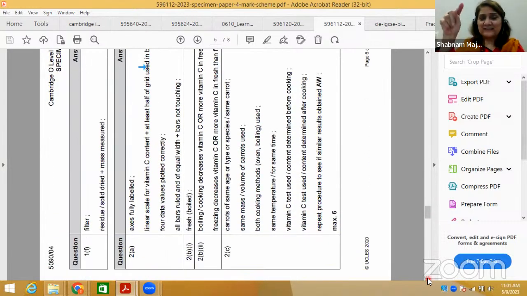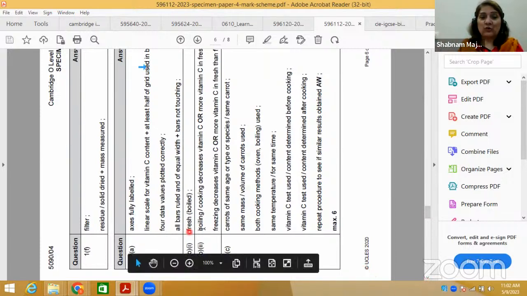सॉलिड, ड्राइड, मास मेजर्ड, फिल्टर, आपने वो लिया. एक्सिस फुली लेबल्ड, वो जो बार चार्ट बनाना था, विटामिन सी, एटलीस्ट हाफ द ग्रिड टू बी कवर्ड. 4 डेटा वैल्यूज प्लॉटेड एक्यूरेटली. ऑल बार्स रूल्ड और इक्वल विड्थ होना चाहिए. रूलर यूज करो. बार्स नॉट टचिंग, यू नो दैट, टच करेंगे तो हिस्टोग्राम में कन्वर्ट हो जाएगा. बीच में गैप होना चाहिए इक्वल. और फ्रेश बॉइल्ड वॉटर, वेर बॉइलिंग.